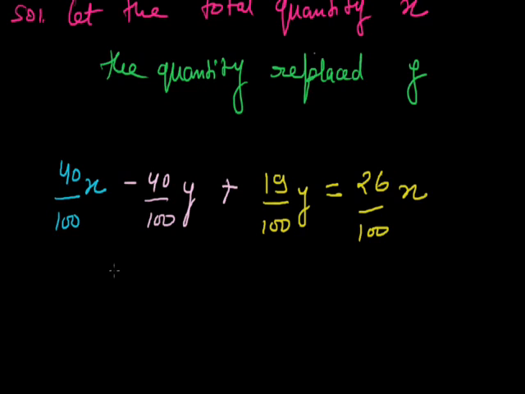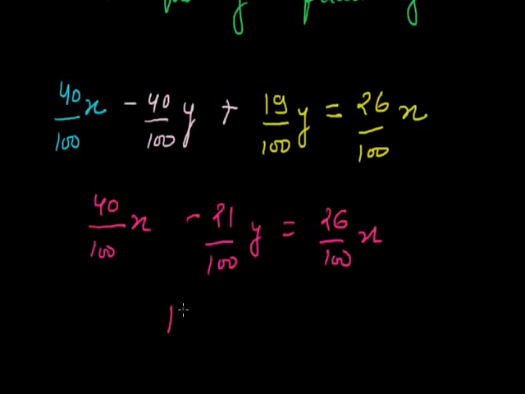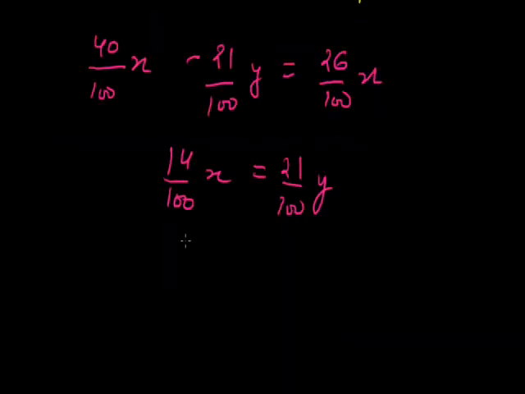Now if we simplify this, it will be 40 upon 100 x, and 19 minus 40 will be minus 21 upon 100 y is equal to 26 upon 100 x. Now if I take 26 here and 21 to that side, 14 upon 100 x will be equal to 21 upon 100 y. So 100 will get cancelled by 100, and we will have y upon x as 14 upon 21. We can cancel it by 7, 2 times and 3 times.